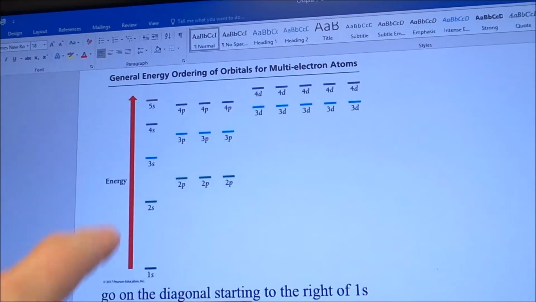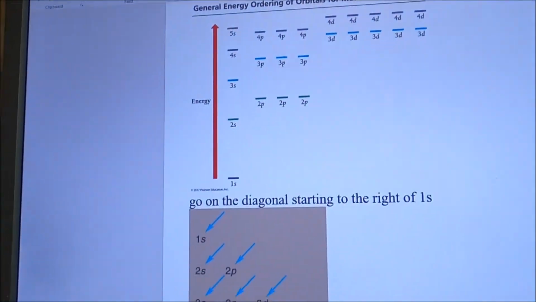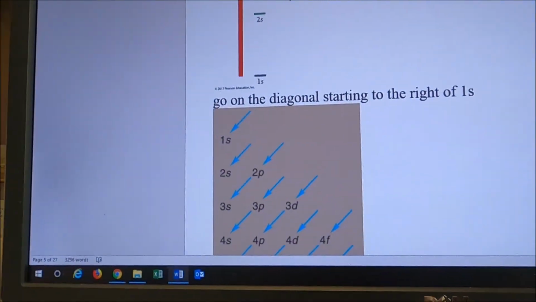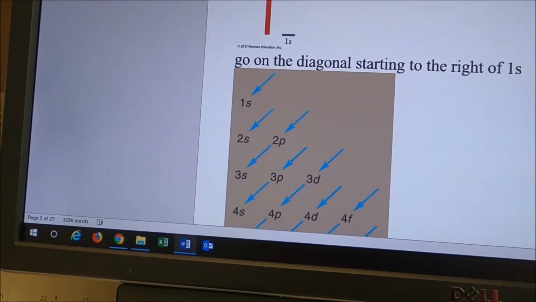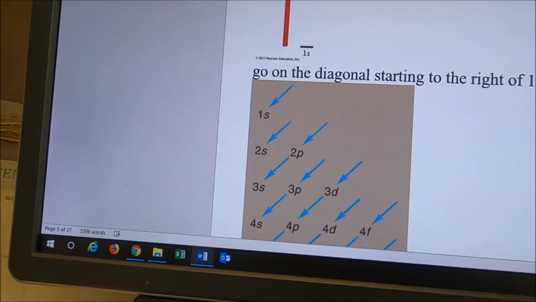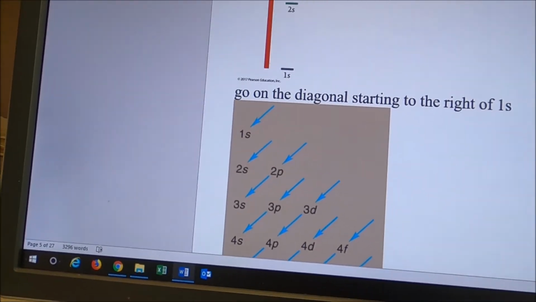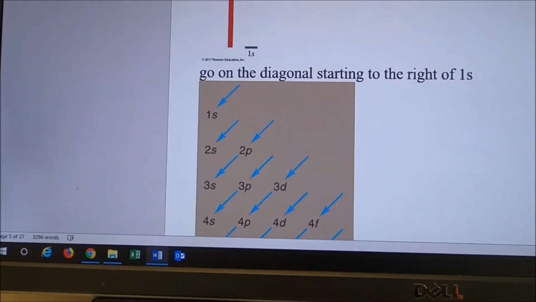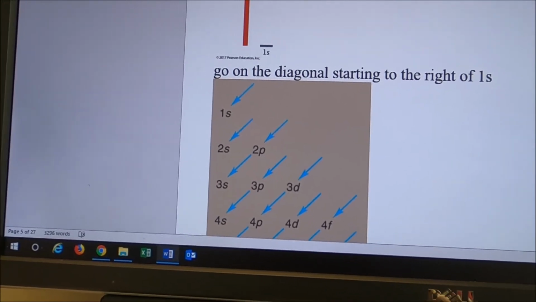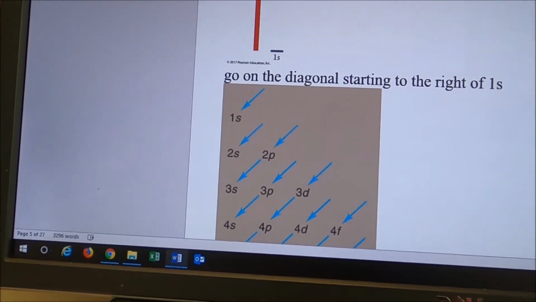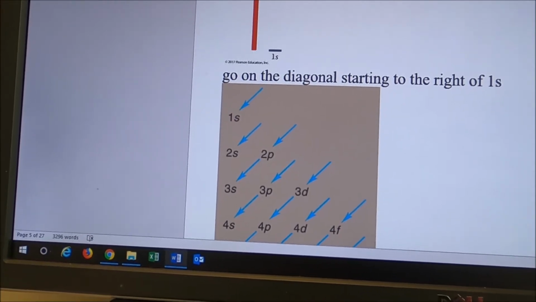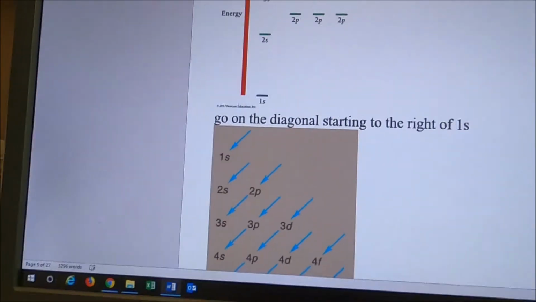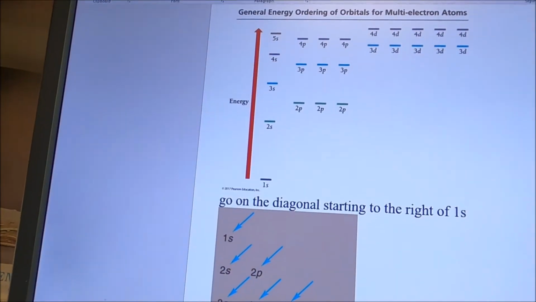Now this is kind of a clunky drawing. We're going to use this one. Okay? In this drawing, we kind of follow the arrows. 1s is always the lowest in energy, and in an electron configuration, 1s is always the first position to get electrons. Then 2s, then 2p, then 3s, then 3p, 4s, and you just keep following the arrows. Now let's scroll.